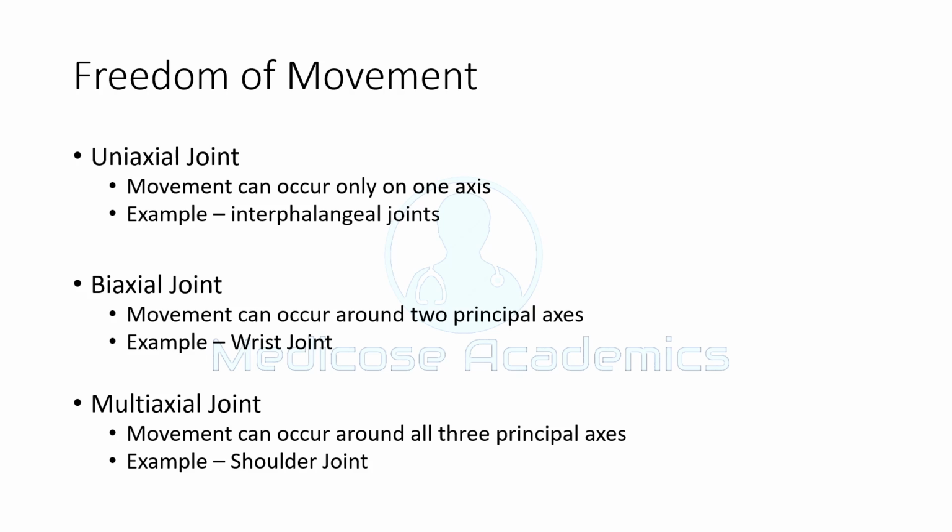In a biaxial joint, the movement is around two principal axes. For example, the wrist joint does flexion and extension around the horizontal, that is transverse, axis, and it does adduction and abduction around the anteroposterior axis. A multiaxial joint involves movement around all three axes. A very good example is the shoulder joint. Around the horizontal or transverse axis, there is flexion and extension. Around the anteroposterior axis, there is adduction and abduction, and around the vertical axis, there is internal rotation and external rotation.